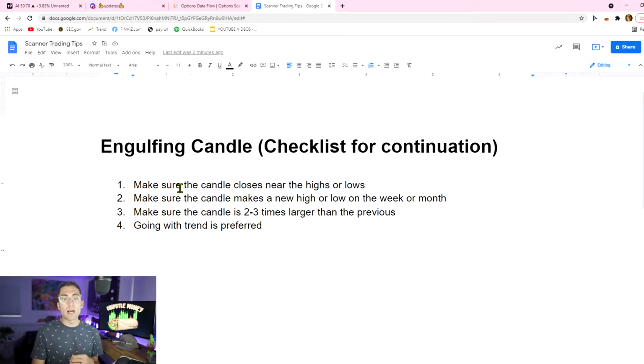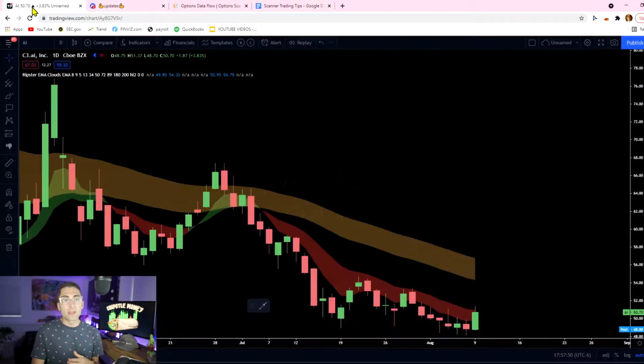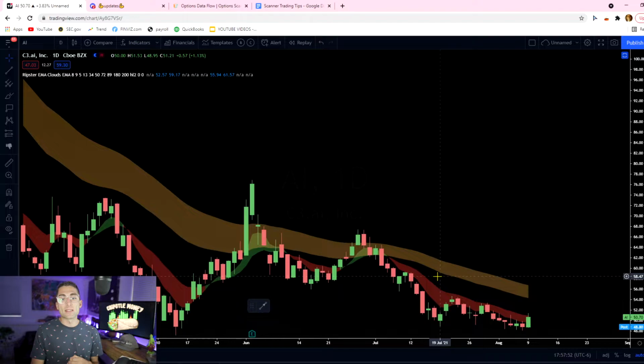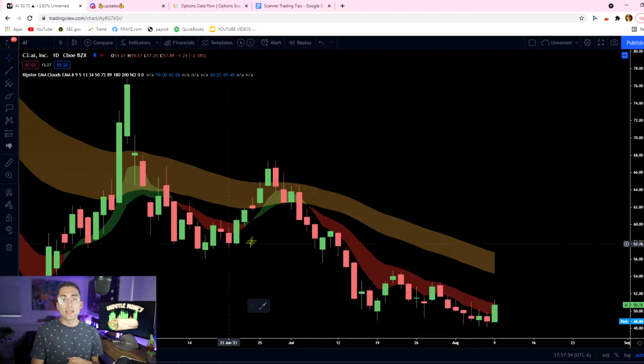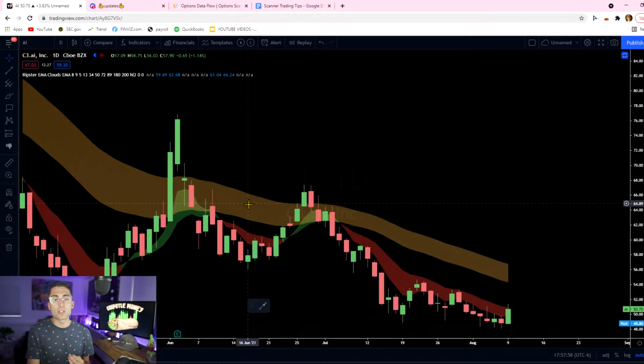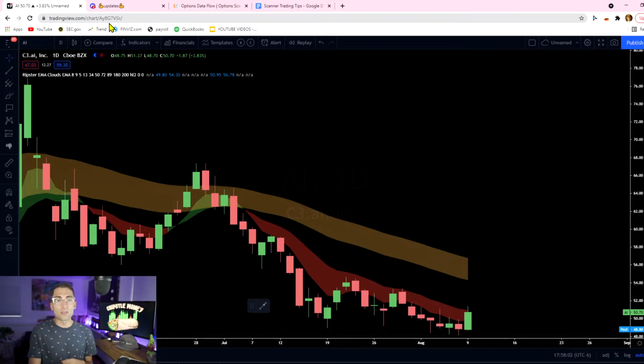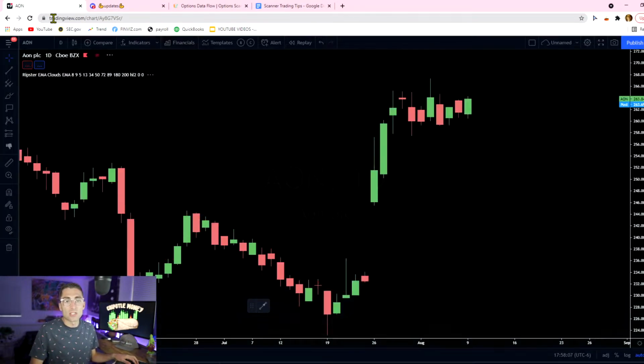It's making a new high on the day, on the week, not the month. But it is going against the trend. So it's going to be hard to get this to continue. As you can see by this setup right here, we do sometimes get continuations very easily when this happens. But in a downtrend going against the trend, it's not as easy to get that continuation.